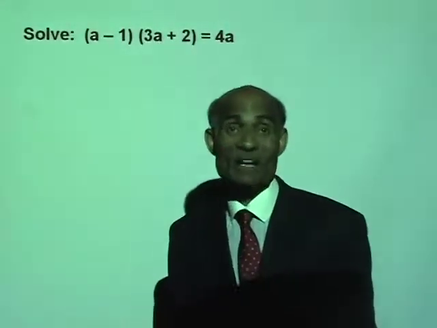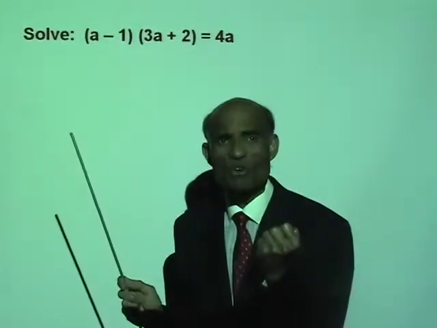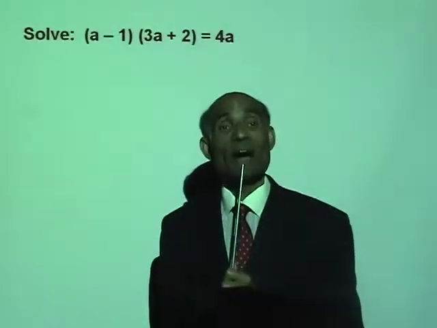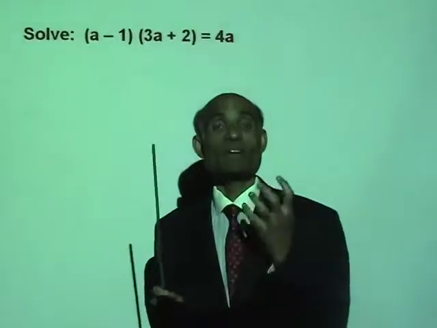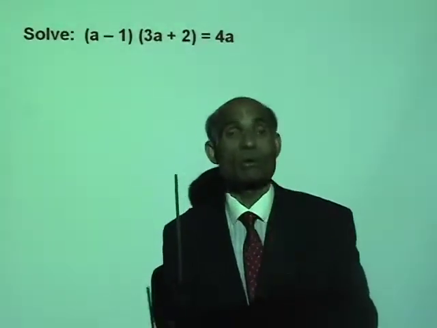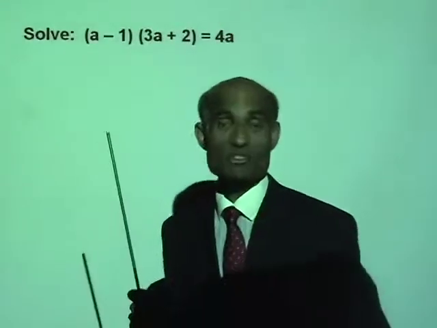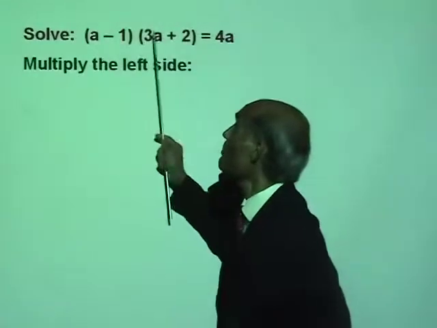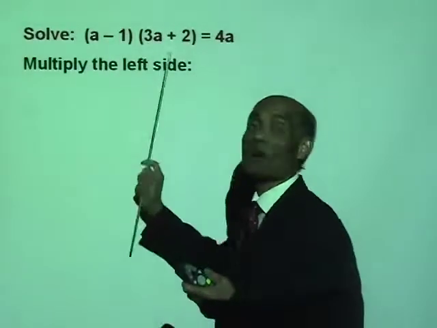But you might look at that and say, well, the left hand side is already factored, so I don't need to do anything there. Well, that will be true if the right side is 0. But our right side is not 0. And so you need to simplify the left hand side. Now what is it that you need to do first? Multiply the left hand side. Can you multiply the two binomials?